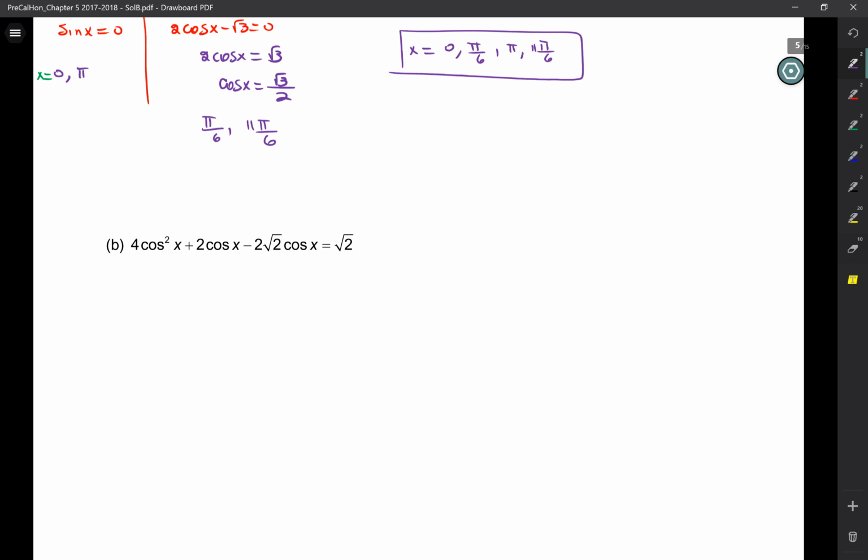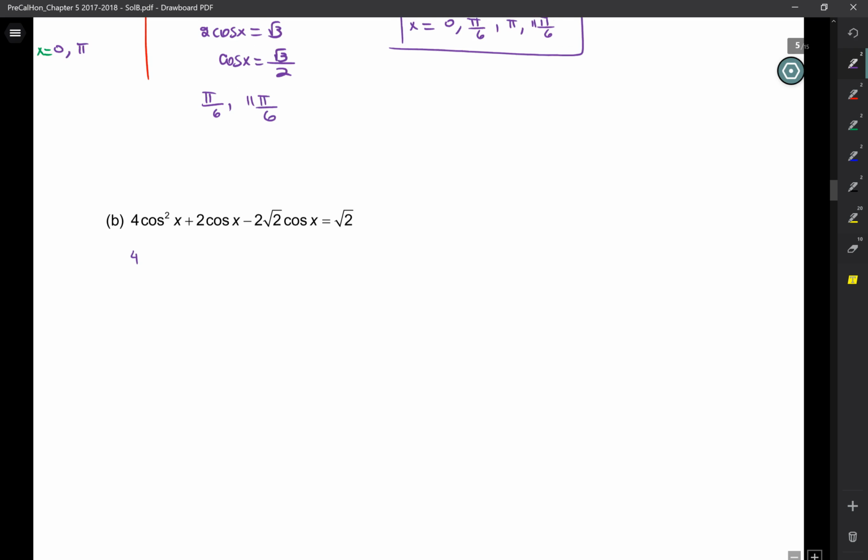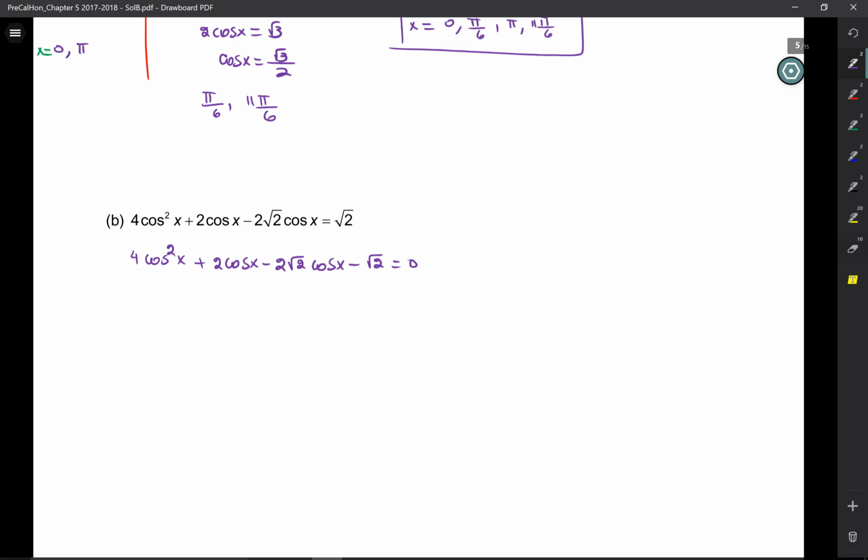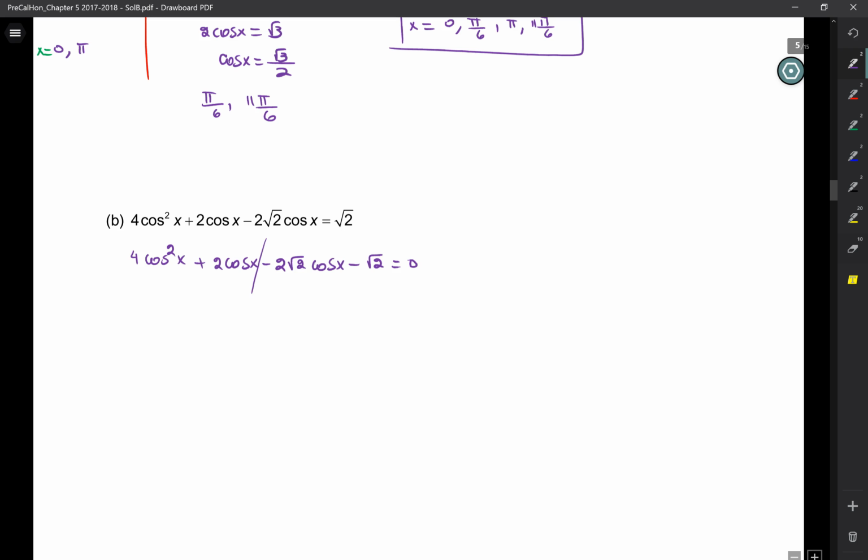Subtracting the root 2. Take out a 2. Okay, what do you guys think? Can we factor a cosine out from everything though? No, because there's a root 2. So now what? We're going to split it down the middle and we're going to factor by grouping.